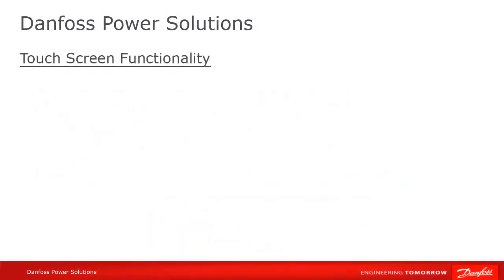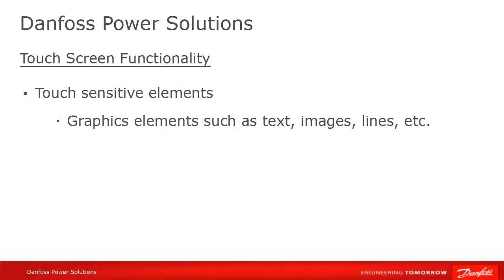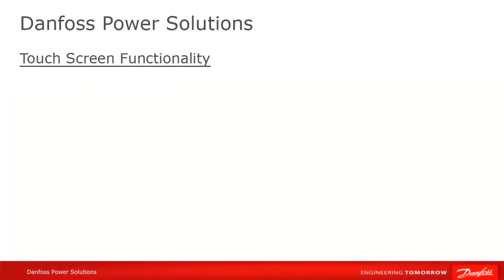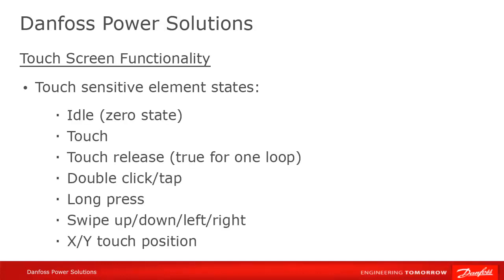For displays with a touch-sensitive screen, the operating system returns feedback signals for touch events attached to either graphic elements in your screen design, like text or images, for screen areas that have been specifically designated as touch sensitive, or for the screen as a whole. Each loop in your Guide application, the operating system returns a signal with a state for each of the touch-sensitive elements. The states are idle state, touched, touch released, double click, long press, swipes, and then an XY position where the event occurred.